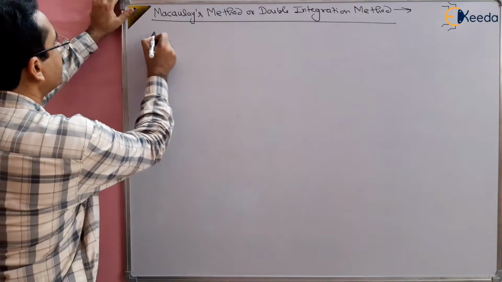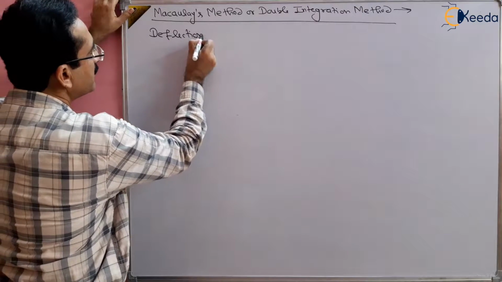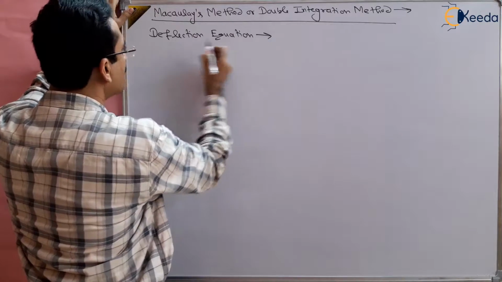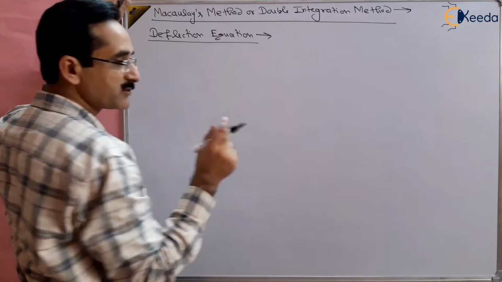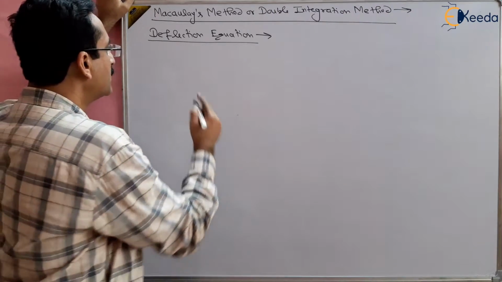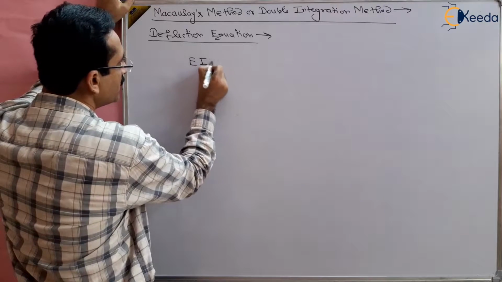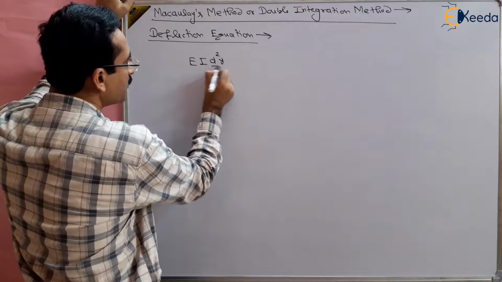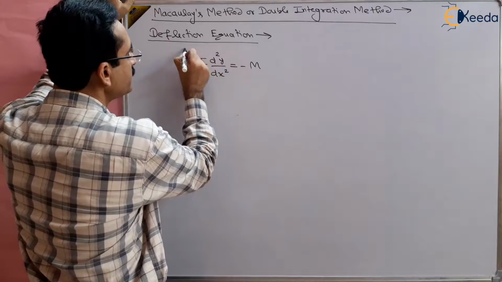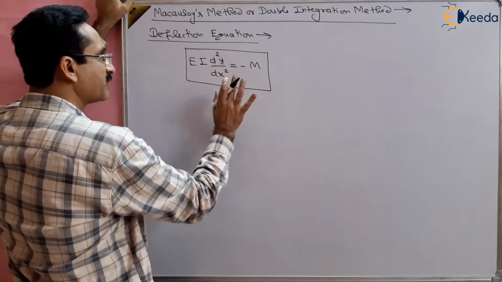We have to start with the deflection equation. What is deflection equation? You must know what is deflection equation. We have already derived the deflection equation for both sagging bending moment and hogging bending moment, right? So for both we have the same equation, that EI d2y by dx square equal to minus M, right? So this is the deflection equation.